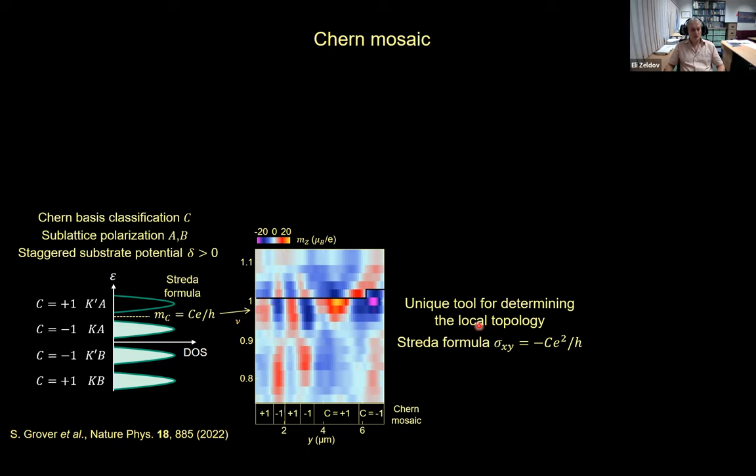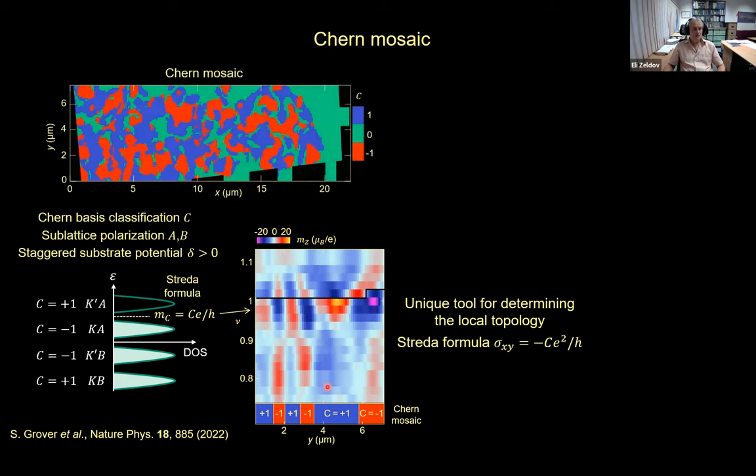So now we have a unique tool to determine the local topology directly, essentially model independent, if you want. And now we can color our regions by the self-rotation magnetization here, which has an opposite sign to the Chern magnetization in the gap. Now we can do this analysis in 2D, and this is what we find. We find that the local Chern number is position dependent. So you form some Chern mosaic with positive and negative Chern numbers on a scale of about a micron. And there are regions that show no orbital magnetization, meaning that either the local Chern number is zero or you don't have a gap, so you have a semi-metal with overlapping bands.